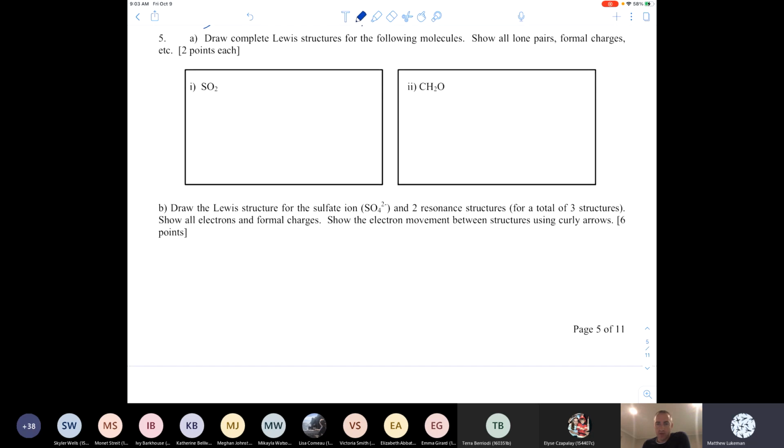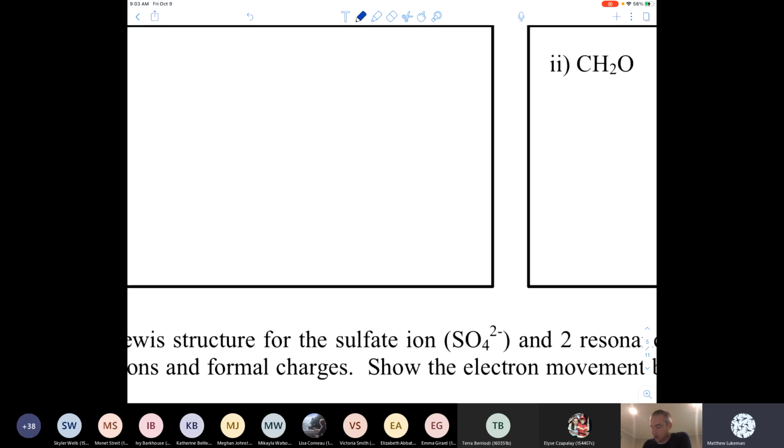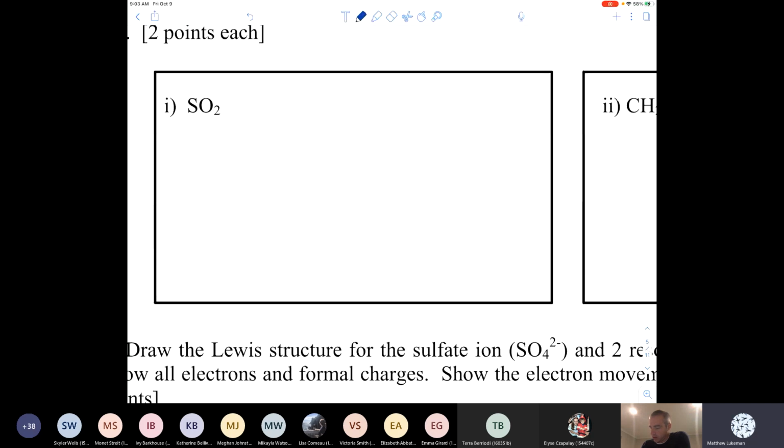Draw complete Lewis structures for the following. Show all lone pairs, formal charges, etc. First one is SO2. We're going to start out by just drawing the connectivity of these things. We're going to count up our valence electrons. So we have sulfur, and based on its position on the periodic table, we get 6 valence electrons. Oxygen will give us 6 times 2 is 12. That is a 6, not a 5, for a total of 18. We subtract 4 for the 2 single bonds we've already drawn, which is 14.